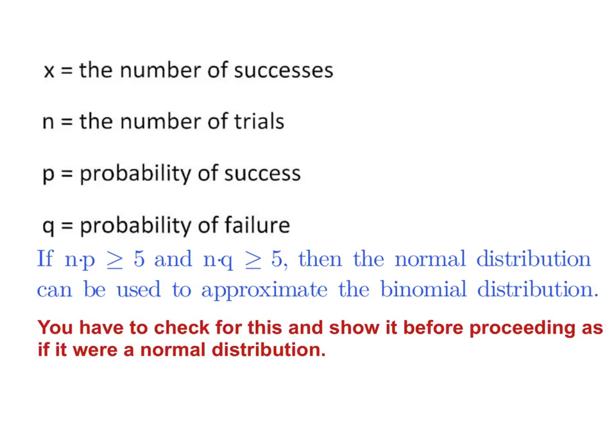And then the next piece is you have to check for this. Just as I've said, you just have to check for it and show it. So show what NP is, show what NQ is, so that you've proven that you can move forward. If these aren't both true, then you can't use the normal distribution. You have to go back to Chapter 5 and use the formula for finding probability from the binomial distribution. You can't use it as an approximation.